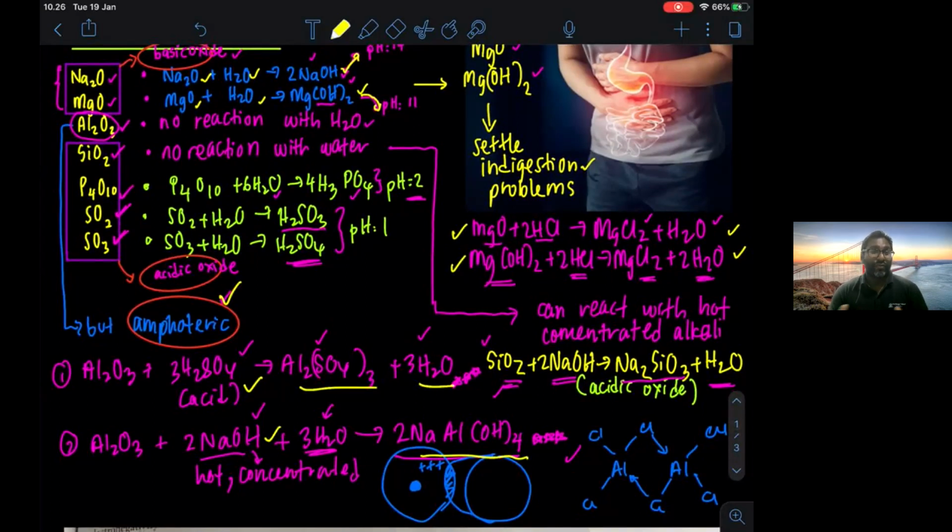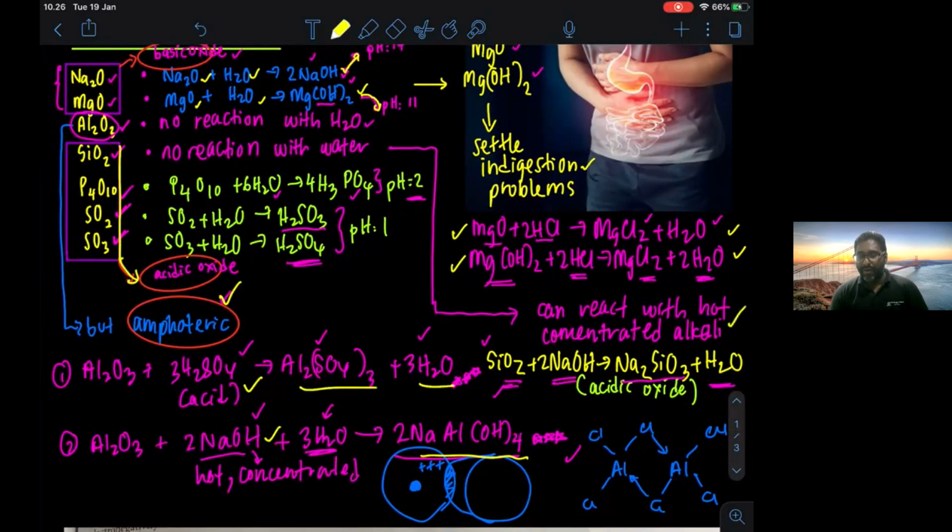Okay, so there are two reactions. So we call it amphoteric. It can react with both base and acid, but there is no reaction with water. SiO2 has no reaction with water, but do remember SiO2 is considered to be a non-metal oxide, so they are acidic oxides. So all these are acidic oxides. Okay, so SiO2, P4O10, SO2, SO3, they are acidic oxides.